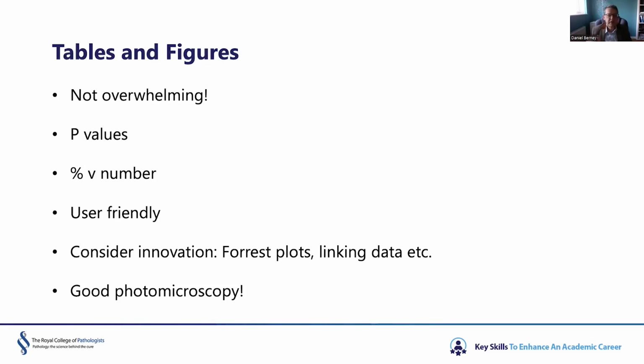But I don't know if anyone's heard of Elisabeth Bik, but there are lines out there and PubPeer to check for these sort of things, and you don't want to end up in trouble. So no over-manipulation, please. We should be able to manage good photomicroscopy without resorting to image manipulation. Don't make the tables overwhelming. Use p-values, percentage versus number. You can use both if you wish, and make it as user-friendly and understandable as you can. Again, overcomplication wins no friends.